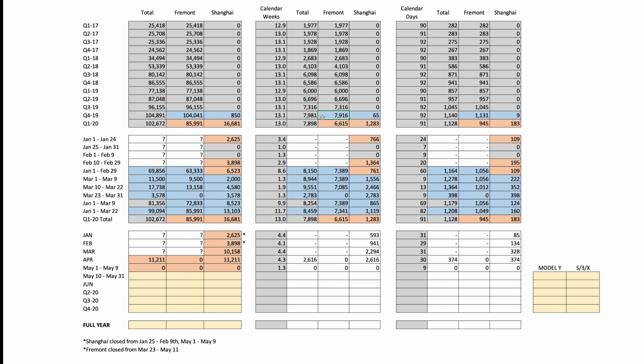So that brings us to Q1 of this year. Tesla produced 102,700 vehicles. About 16,700 of those were from Shanghai, if those reports are accurate.